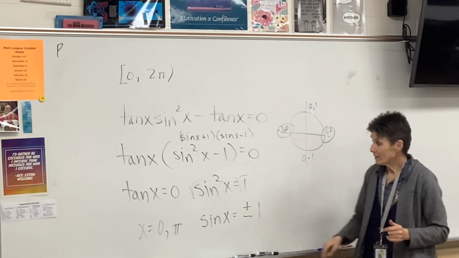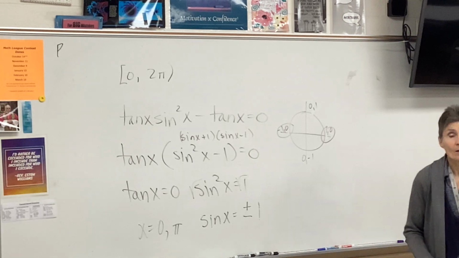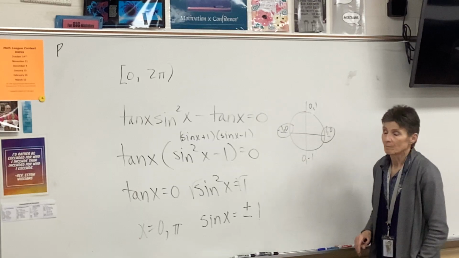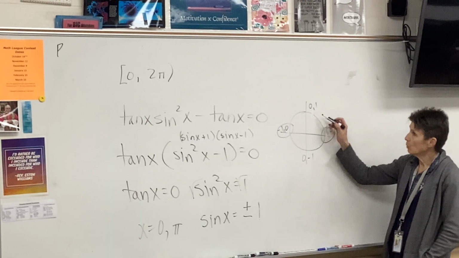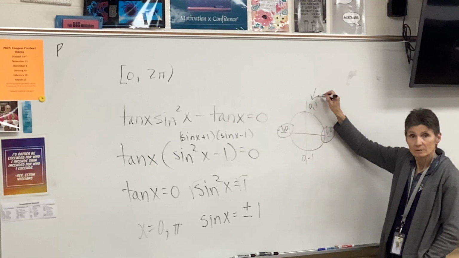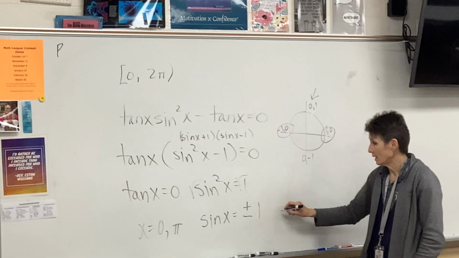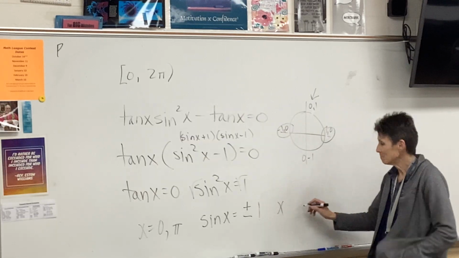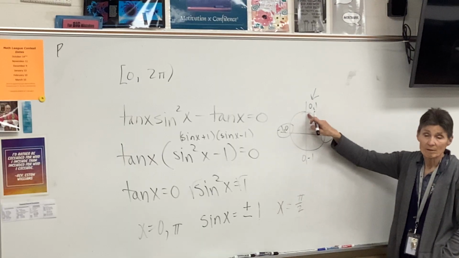Now, where is the sine? That is y. Where is y +1? Now let's look around the circle. Y is +1 right here. So the answer to the +1 part of the problem is pi/2. Remember, that's 90, that's half a pi.